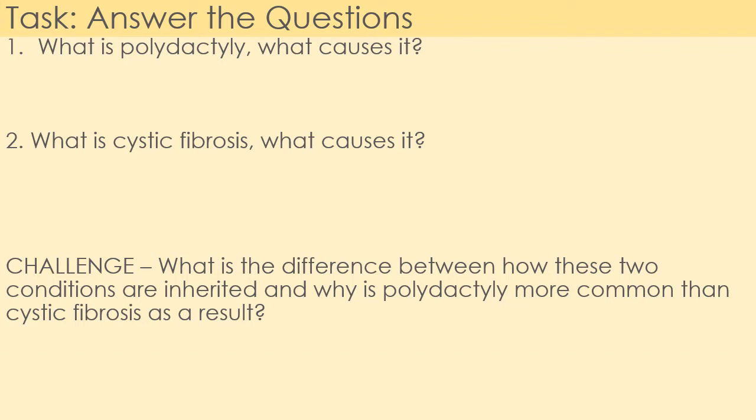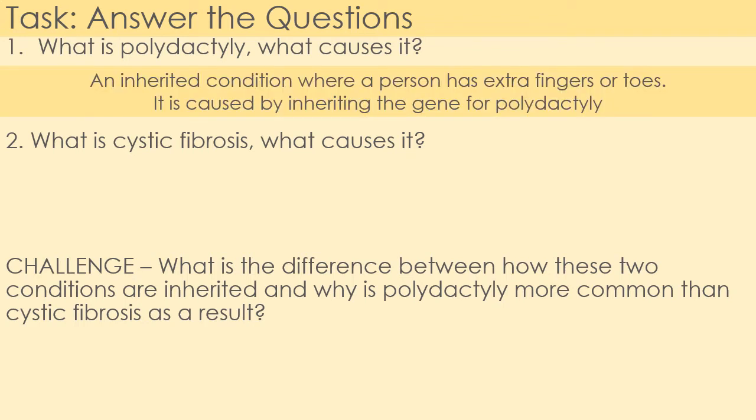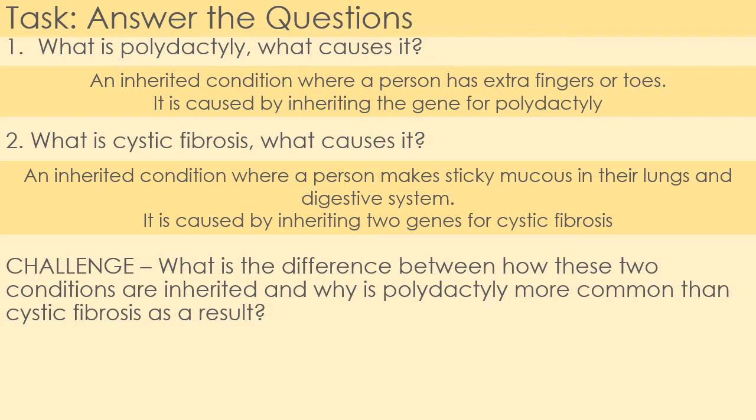So you should have now completed the answers. So we're going to go through them. First one, polydactyly is an inherited condition where a person has extra fingers or toes, and it's caused by inheriting the gene for polydactyly. Question 2, what is cystic fibrosis? It's an inherited condition again, where a person makes a sticky mucus in their lungs and digestive system. You might also have put in that it can affect their reproductive system. And it's caused by inheriting 2 genes for cystic fibrosis.